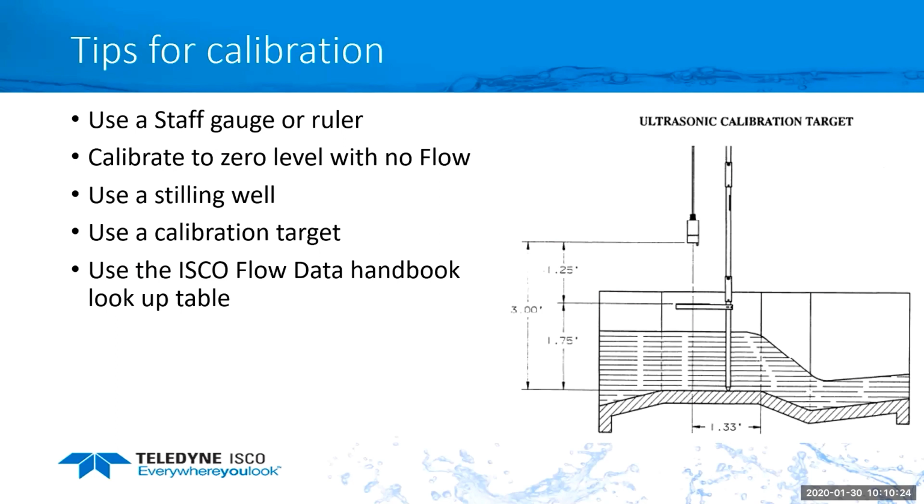Another good idea is to use the ISCO Flow Data Handbook or the manufacturer's lookup table. And so with that, you would look at the height or depth, water depth, and then find out the associated flow rate, and your flow meter should match that.